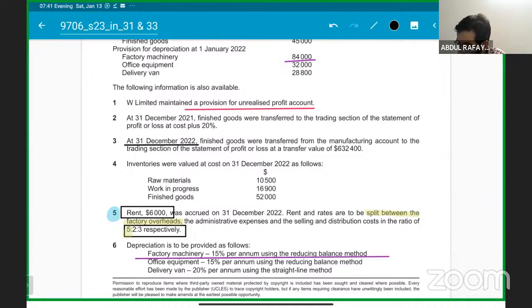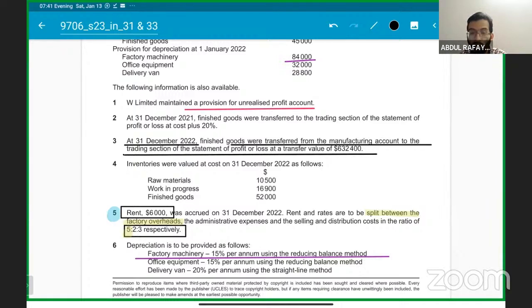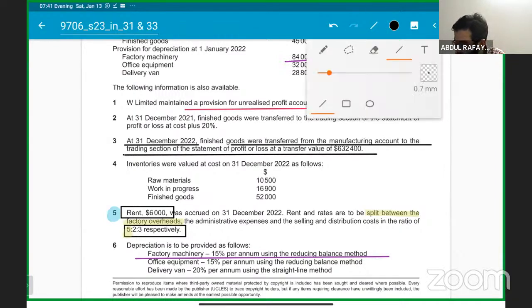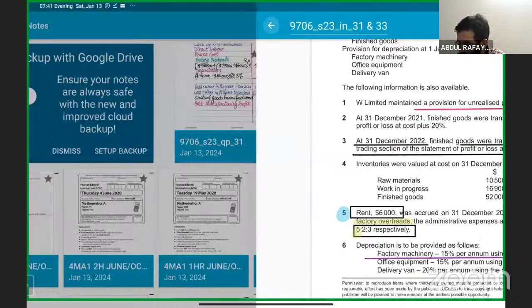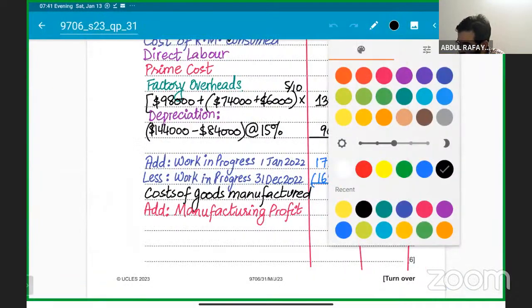At 31st December, end of the year, finished goods were transferred from the manufacturing account to the trading section of the statement of profit and loss at a transfer value of 632,400, which means, students, that they are already telling us what the transfer value is. Everyone getting it? What is the transfer value? So you don't have to do anything. You can simply take help from this.